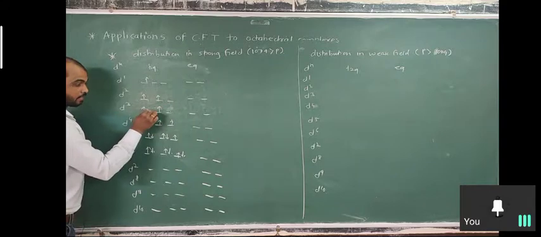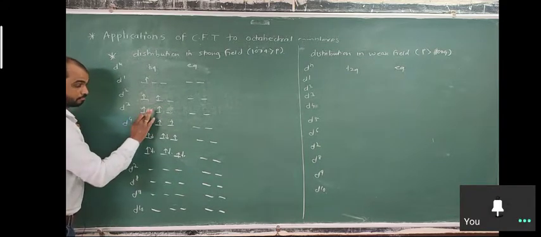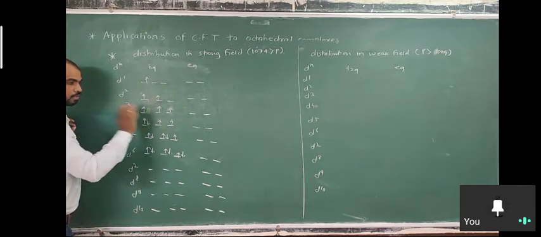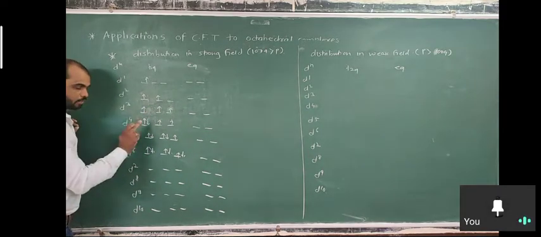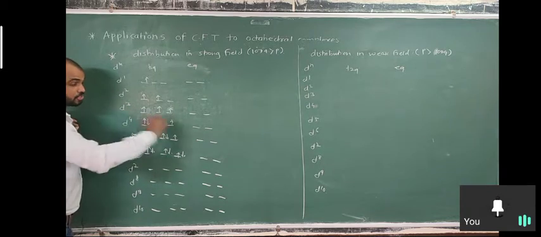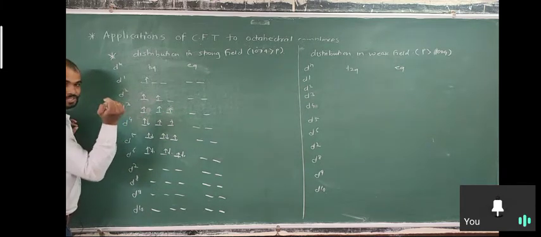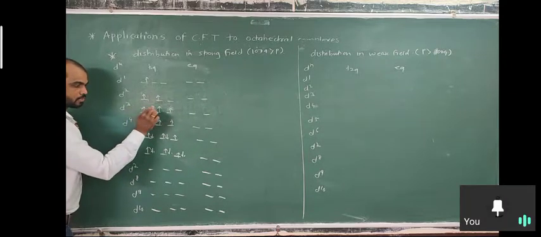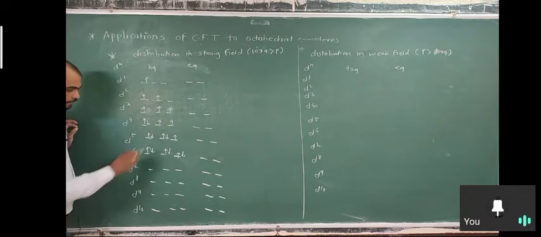Why did we not show it like this? This is wrong. Hund's rule of maximum multiplicity will not be obeyed. So fill up one single electron in each degenerate orbital. These 3 are degenerate, having the same energy. These 2 are degenerate, having the same energy. So first, second, third, then you do the pairing.